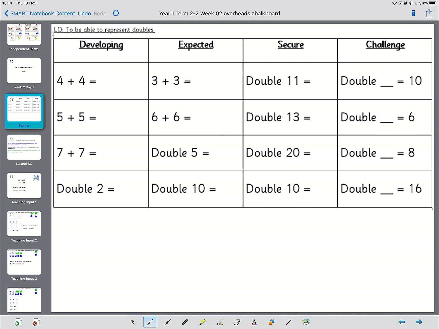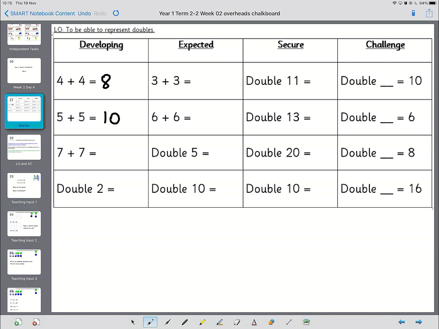So, before the holidays, we were doing doubling, when you add something to itself. So we've got 4 plus 4 is fairly straightforward. I'm just going to do you a couple to start you off. That makes 8, but 5 plus 5 makes 10.